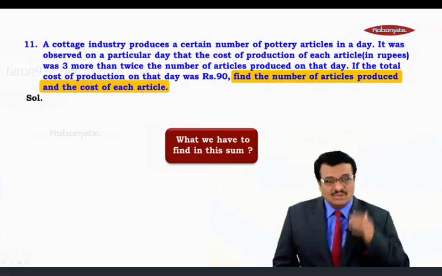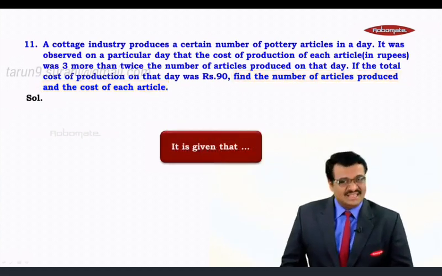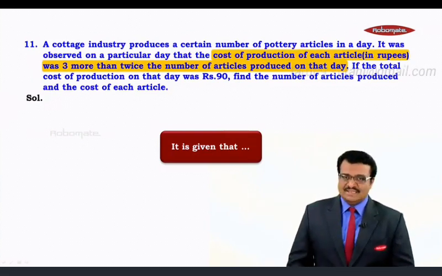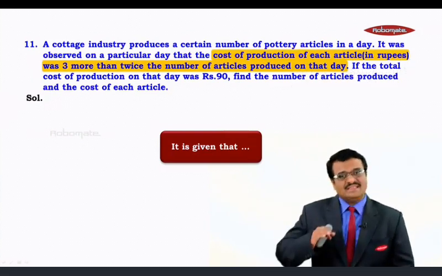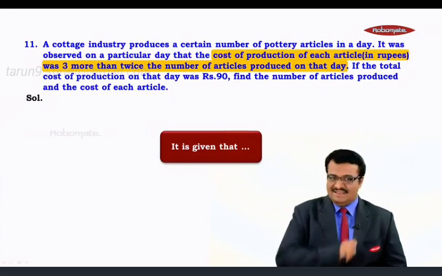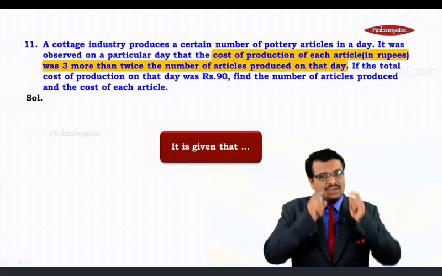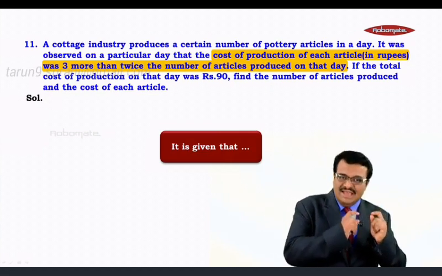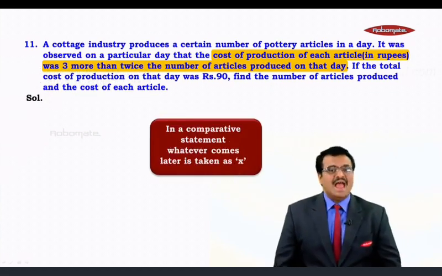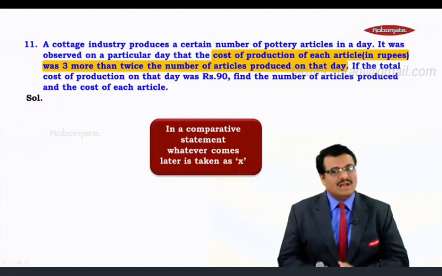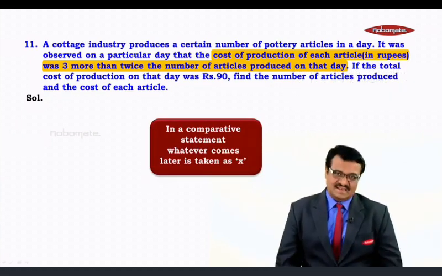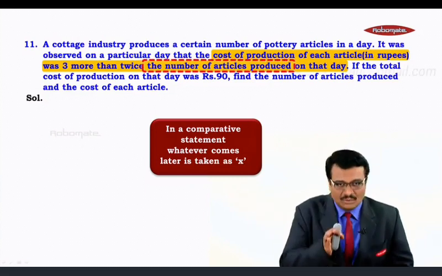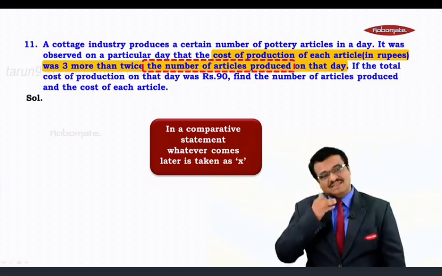In the sum, you will see a comparative statement. It is given that the cost of production of each article in rupees was 3 more than twice the number of articles produced in that day. So, a comparison between cost of production of each article and number of articles produced on that day, a comparative statement is given. And in comparative statements, whatever comes later is taken as X. Now, who comes later in this comparative statement? The number of articles produced comes later. So, let us take up that as X.